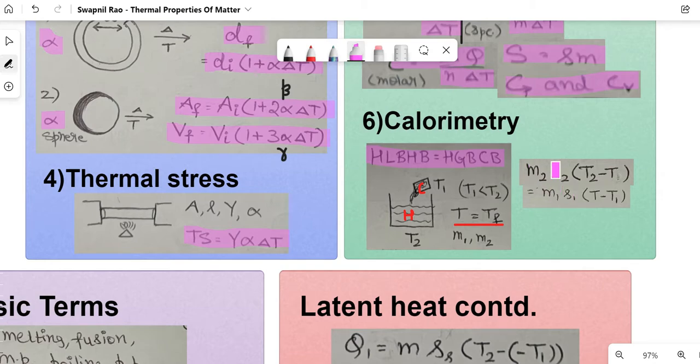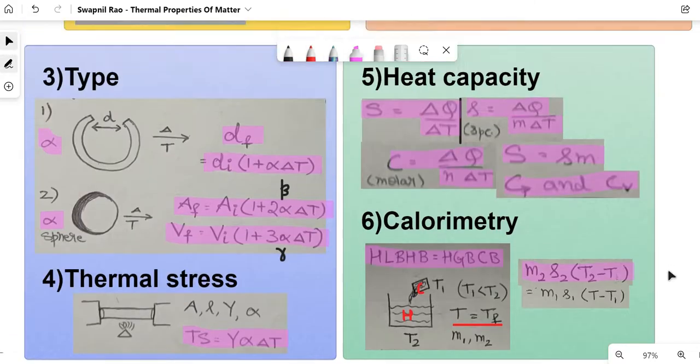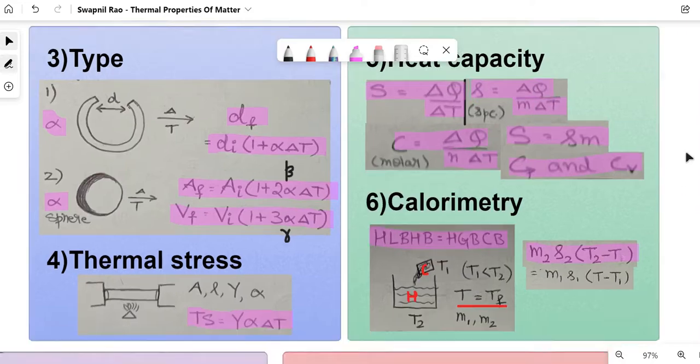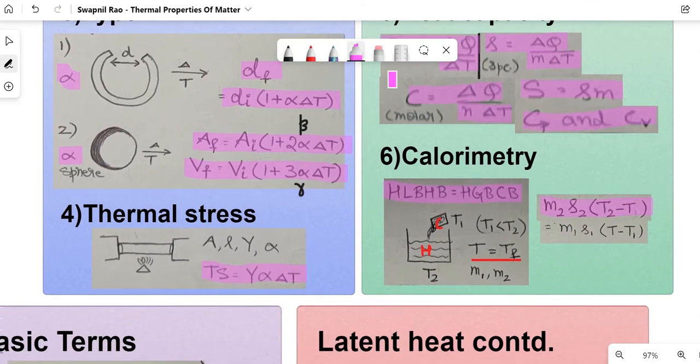So as you can see, M2 small s2 bracket T2 minus T. Because T2 is hot body, you should subtract from it the final temperature. So that part, okay, you understood. And by the way, if you're wondering how this is going to be heat, it is from the above formula. As you can see, if you multiply the whole thing by M into delta T, you'll be getting S M delta T is equal to delta Q. So you are just sending this over here, or you can say you multiply the entire equation by M delta T, and that is equal to heat gained by cold body.